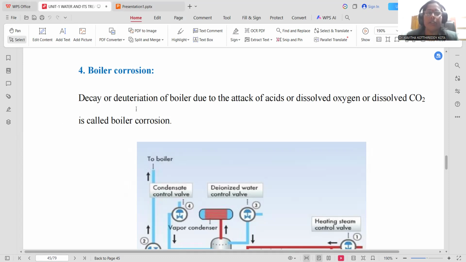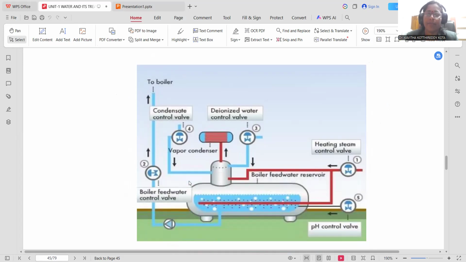Decay or deterioration of a boiler due to the attack of acids, dissolved oxygen, and dissolved carbon dioxide is called boiler corrosion. Boiler corrosion is mainly due to dissolved oxygen and dissolved carbon dioxide. Whenever they are present in the boiler, there is a possibility of corrosion. So here is the kind of boiler you can clearly observe, where continuous boiling of water is required in order to prepare the steam. Steam is very essential for hydroelectric power generation and also for running machinery for industrial purposes. This is the device you can clearly observe.